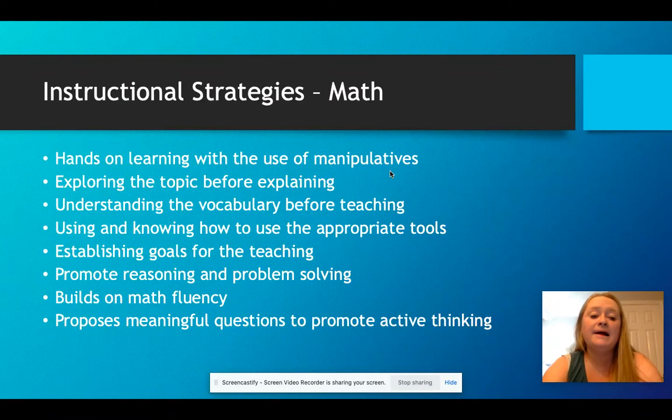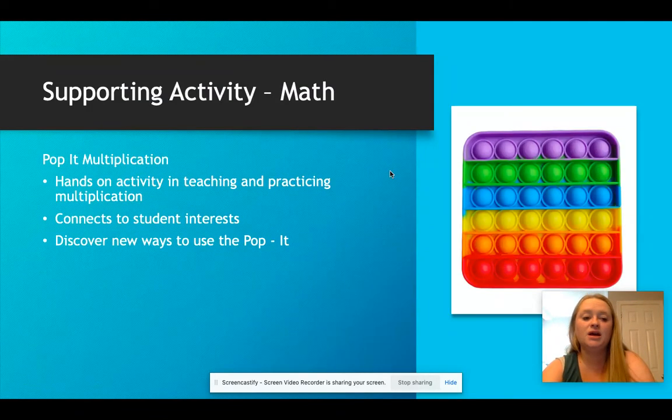Instructional strategies for math: hands-on learning with the use of manipulatives, exploring the topic before explaining, understanding the vocabulary before teaching the core concepts, using and knowing how to use the appropriate tools, establishing goals for the teaching, promoting reasoning and problem solving, building on math fluency, and proposing meaningful questions to promote active thinking.